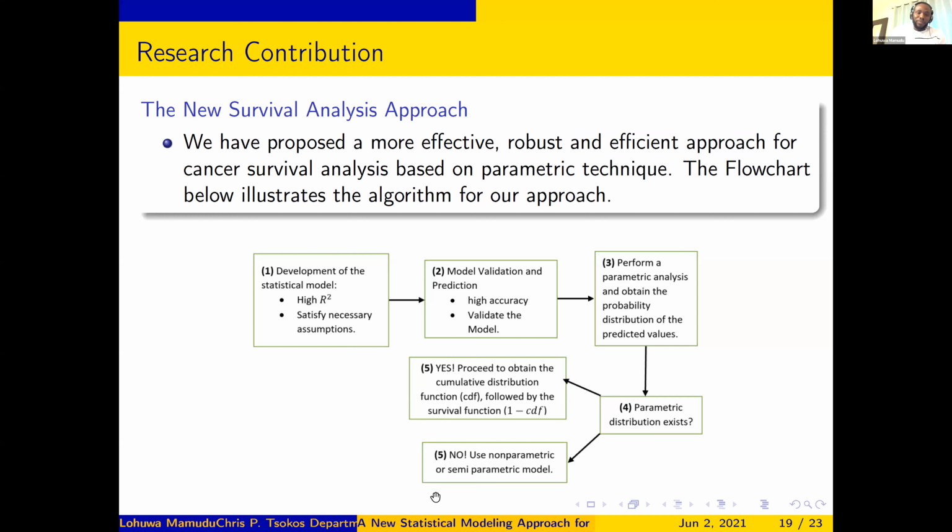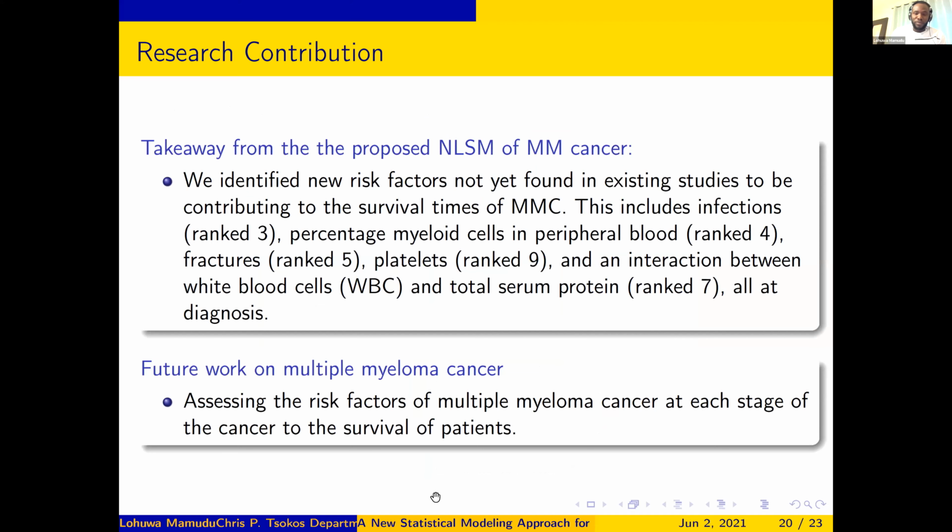Now, a big takeaway from this proposed nonlinear statistical model for multiple myeloma cancer is that we identified new risk factors not yet found in existing studies to contribute to the survival time of multiple myeloma cancer. These identified variables include infections, percentage myeloma cell in the peripheral blood, fractures, platelets, and also the interaction term, which I think is very key, which is the interaction between the white blood cell and the total serum protein.